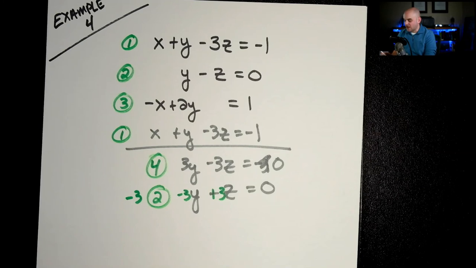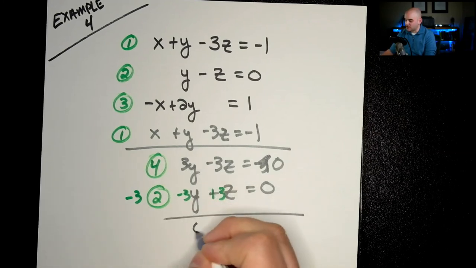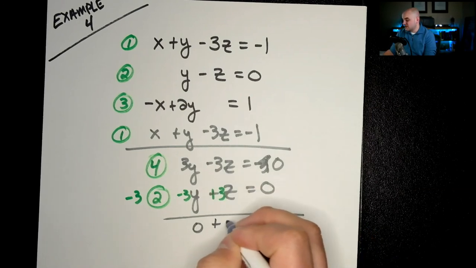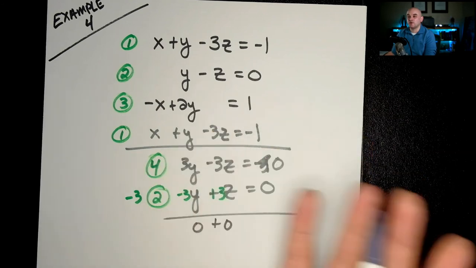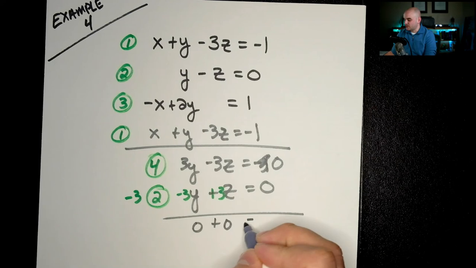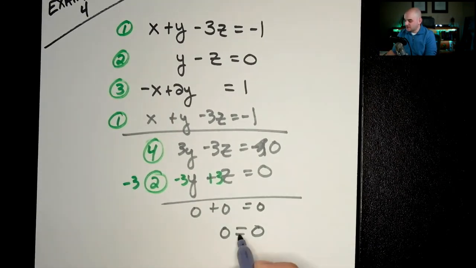And now I'm ready to add to eliminate those y's. So 3y minus 3y is 0, and negative 3z plus 3z is also 0. Here's another case where both variables just so happen to get eliminated. And then 0 plus 0 is 0. So I end up with 0 equals 0. Now this is a true statement.